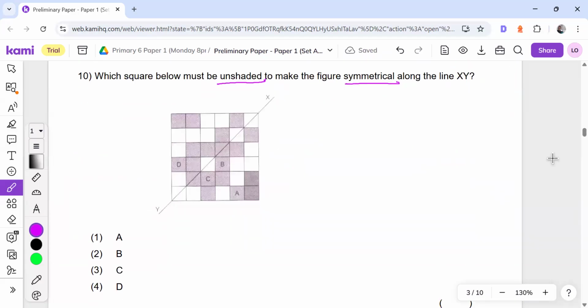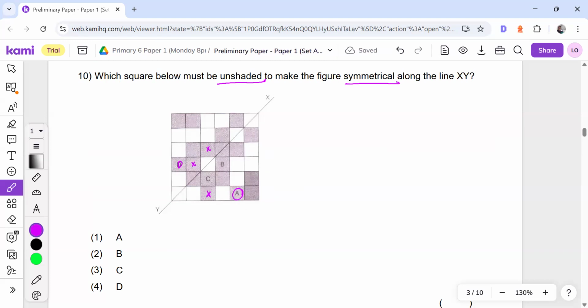So which letters do you erase? If you look carefully, you can see D opposite got another square already. So don't unshade, don't go and take out letter D. Look at letter C, opposite also got a square already. Look at letter B, opposite also got a square already. So don't go and take out all these letters because they are symmetric already.